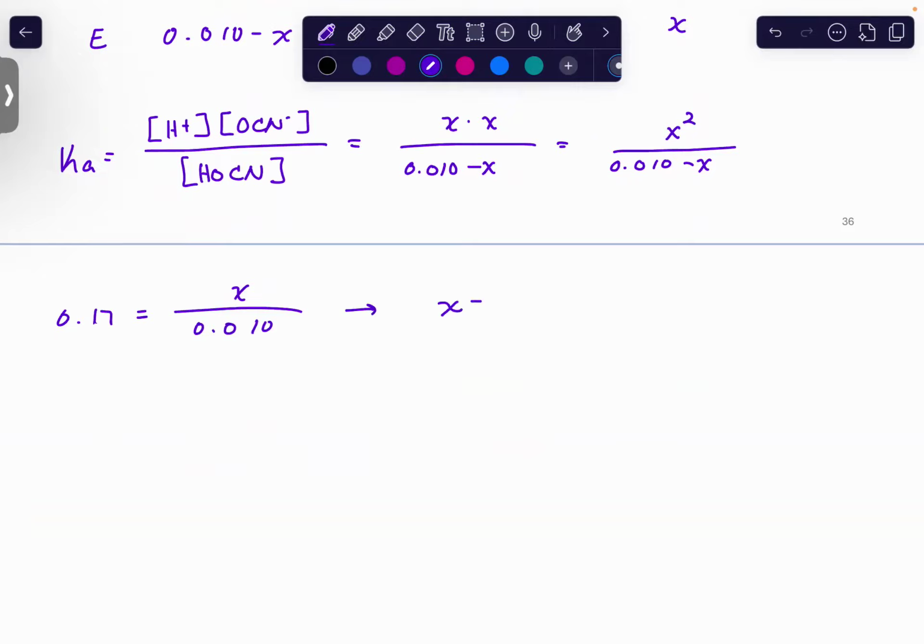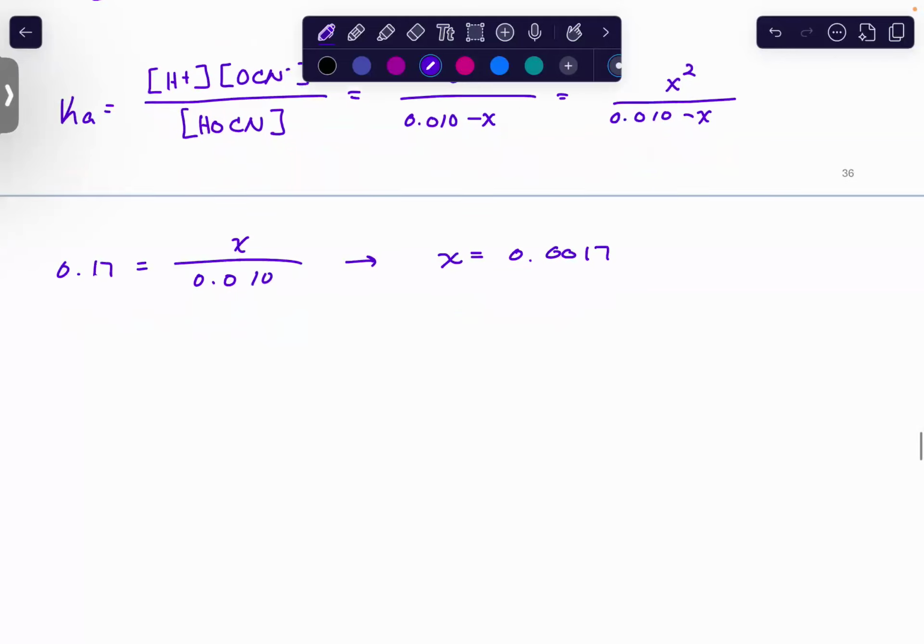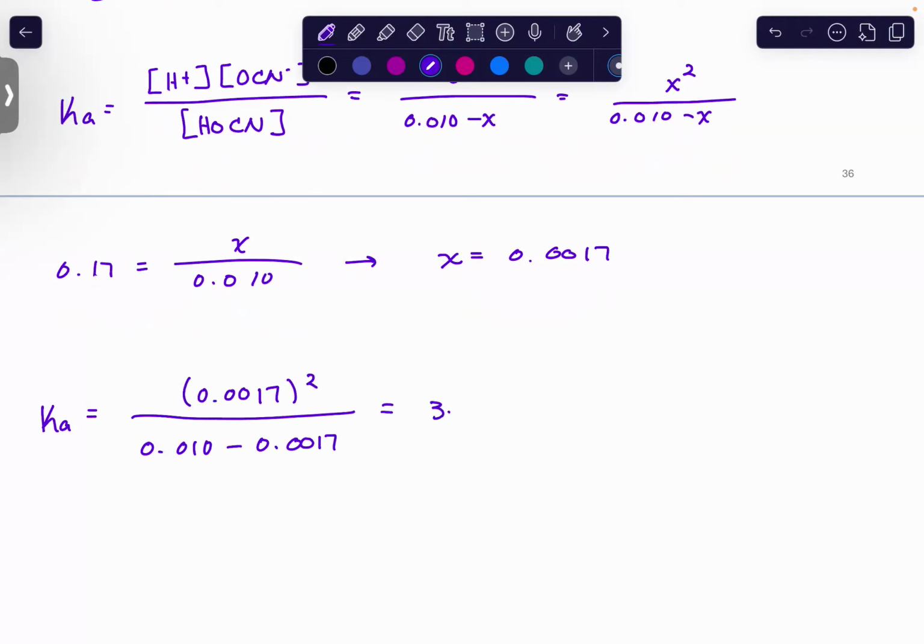Gonna multiply through and get an X of 0.0017. I'm gonna plug that into my Ka value. 0.010 minus, our Ka is 3.5 times 10 to the negative fourth.